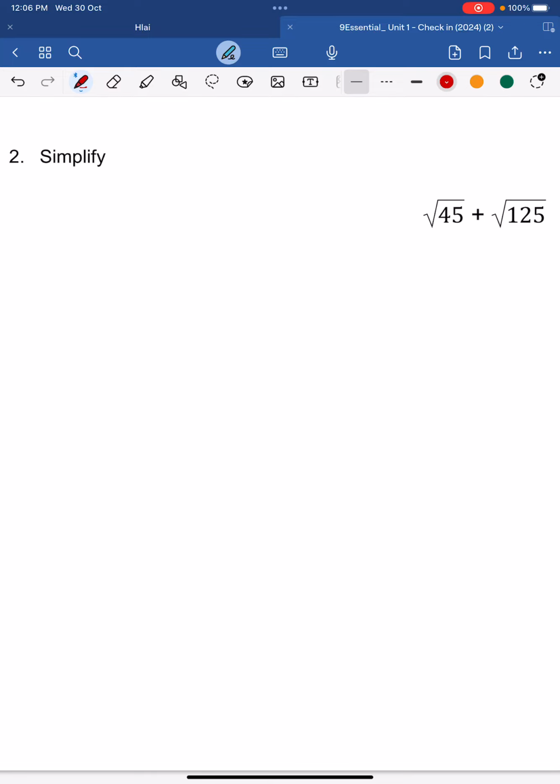Alright, so here we've got to simplify. It's an addition. Okay, so we're adding together two different surds. But of course, root 45 and root 125 are not like. They're not similar, right? They're not the same.